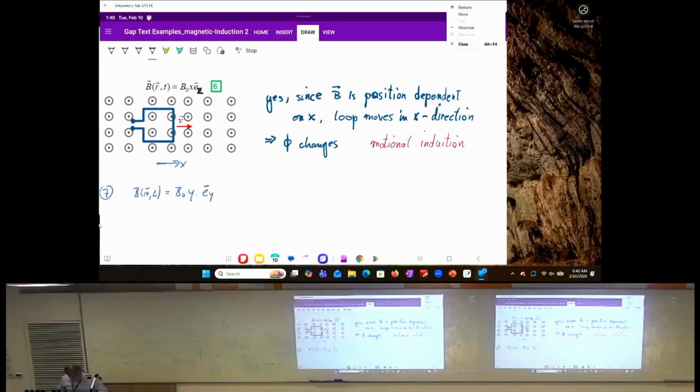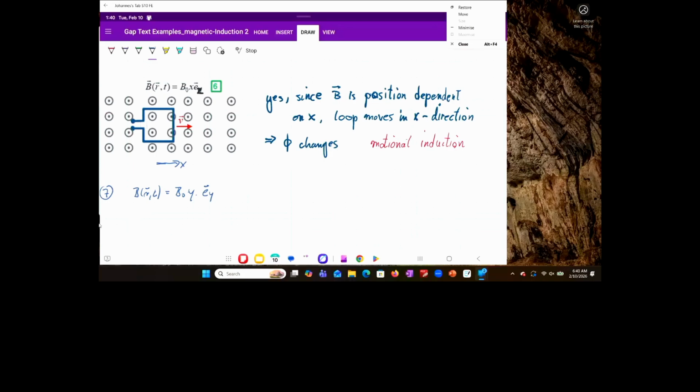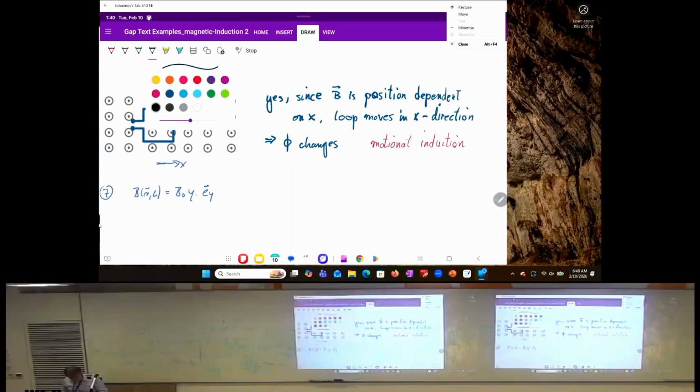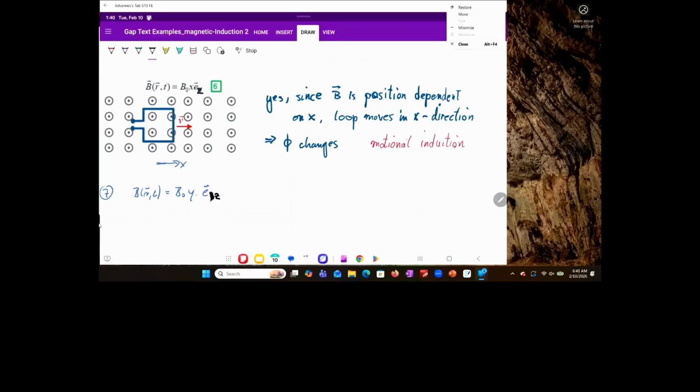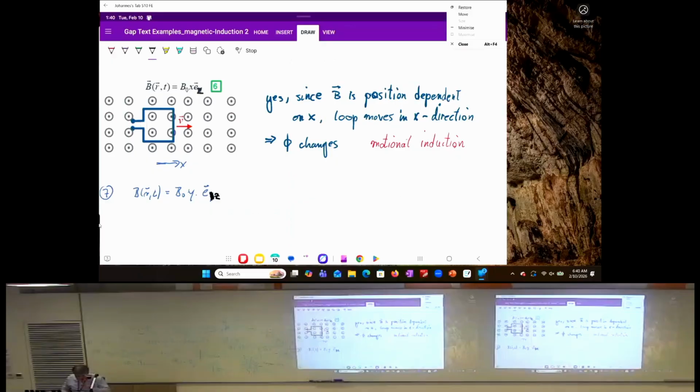But let's change this problem. I don't want to make that E_y. I want to make that E_z. And if it had been directed in E_y, then of course the flux would have been perpendicular to the normal component of the area, and so there would have been no flux through the loop.